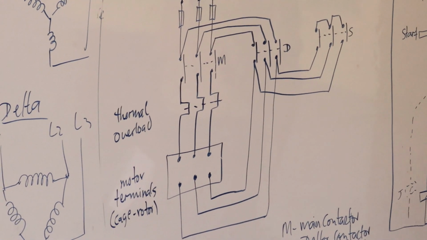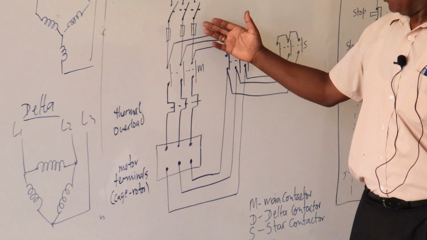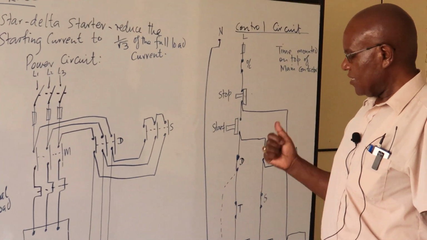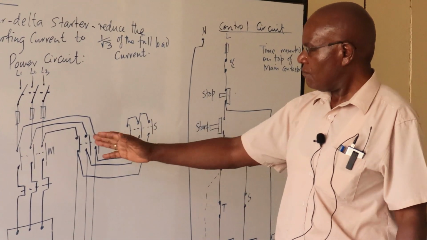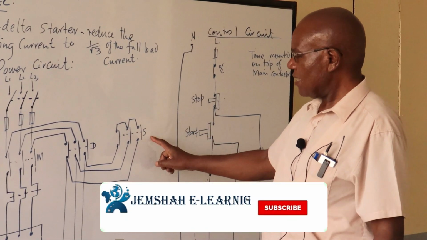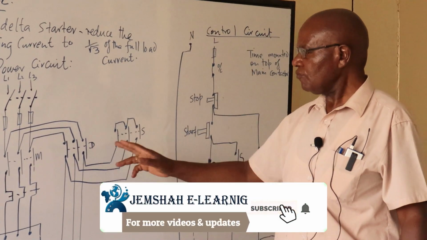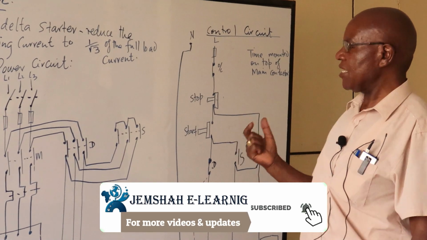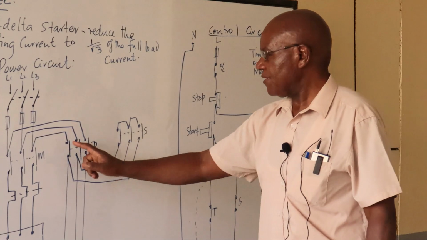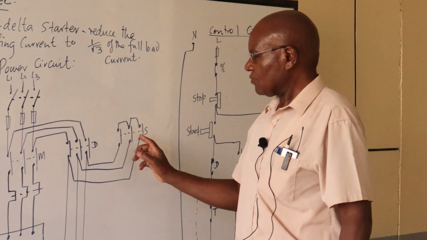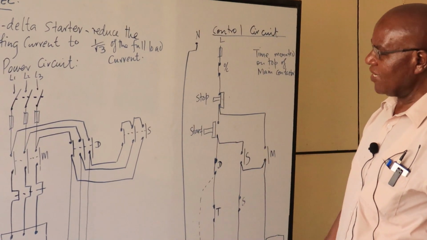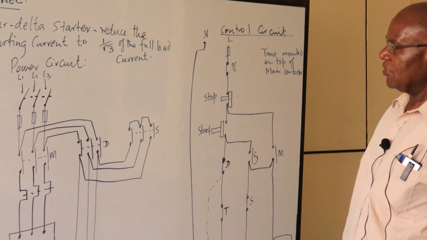Okay? Then of course we have got our thermal overload, the main fuses, isolator. Now the key thing to remember is, if you look briefly at the circuit, we must ensure that the star and the delta should not be energized at the same time. Otherwise we'll be shorting the phases. So we need to interlock them, so that when one is energized, the other one should be de-energized, and vice versa.